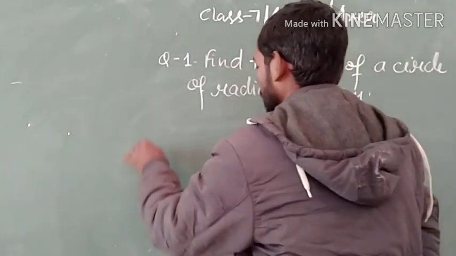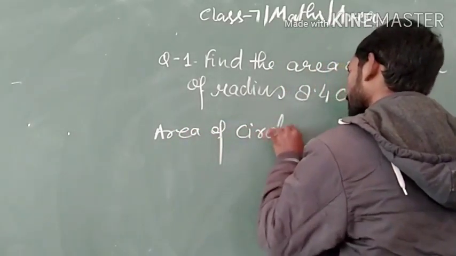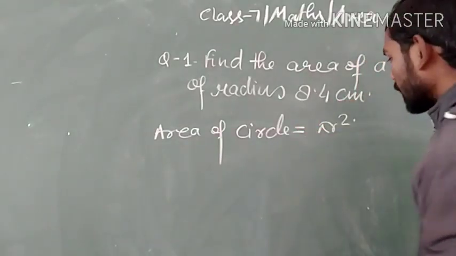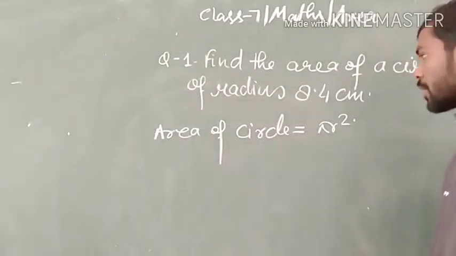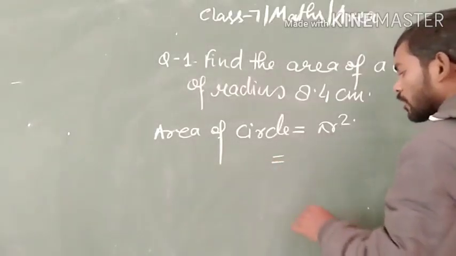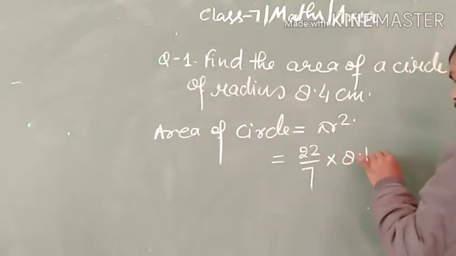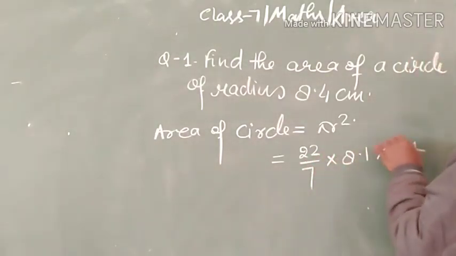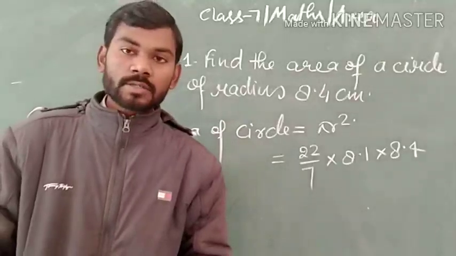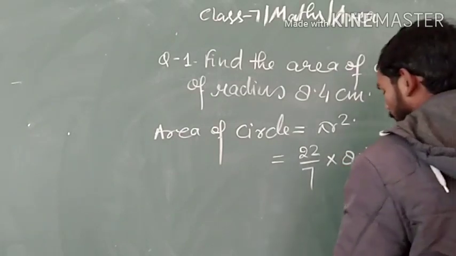So here first we know that area of circle is equal to pi r square. Here r, that is the radius, is given, which is 8.4 centimeter. Therefore here we put the value of pi, we shall put 22 upon 7 multiplied by 8.4 into 8.4, since r square represents writing the number 2 times. So here we write 8.4 into 8.4.